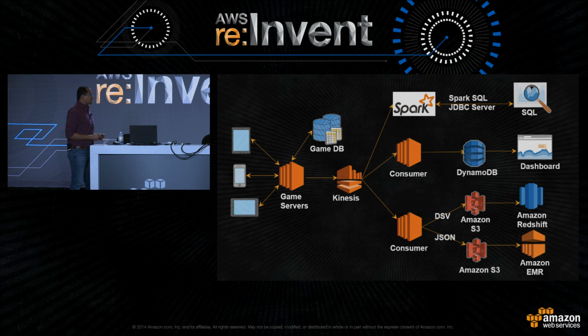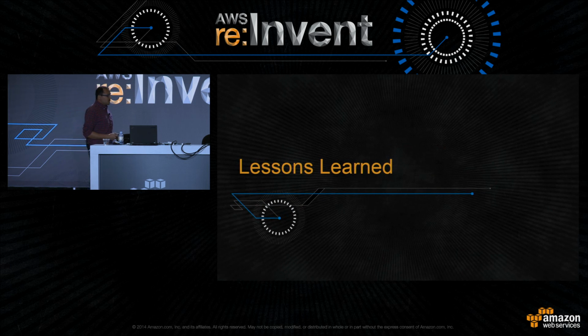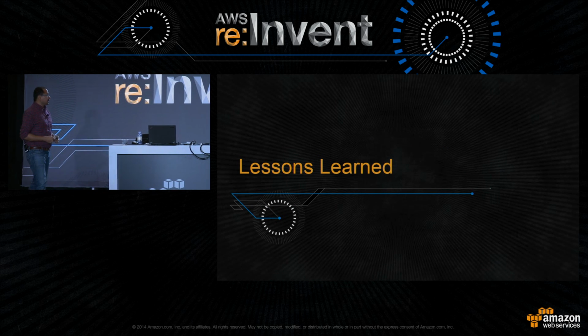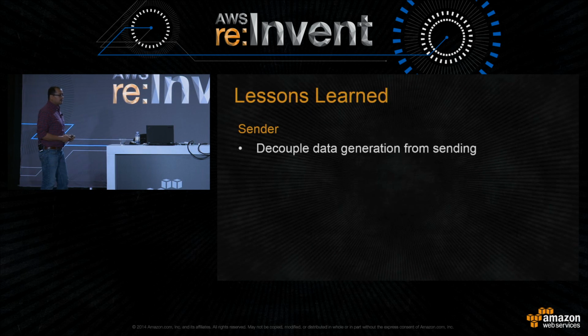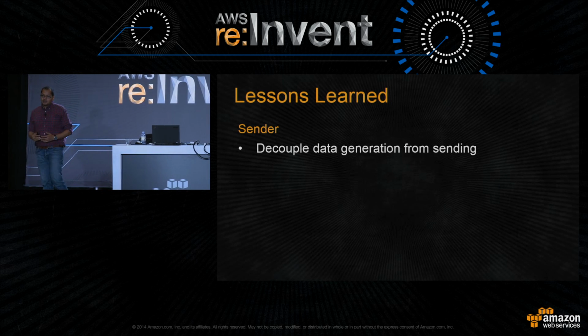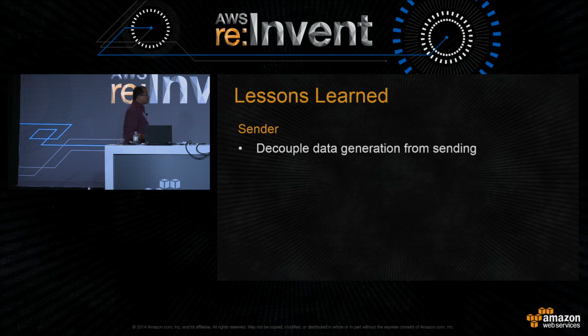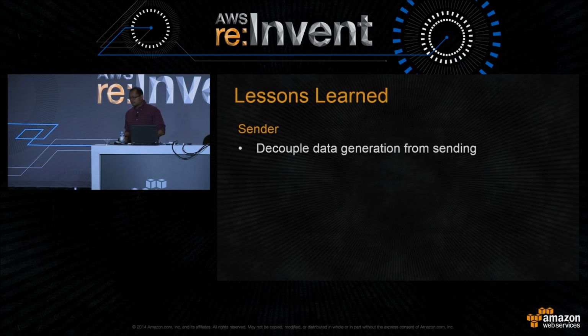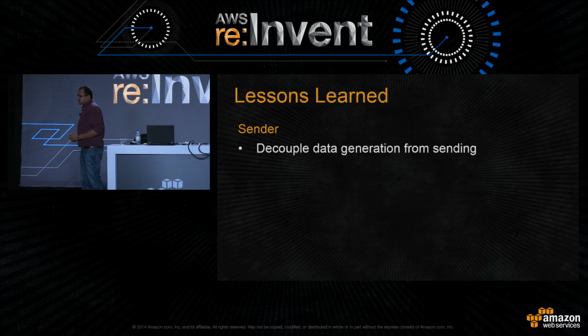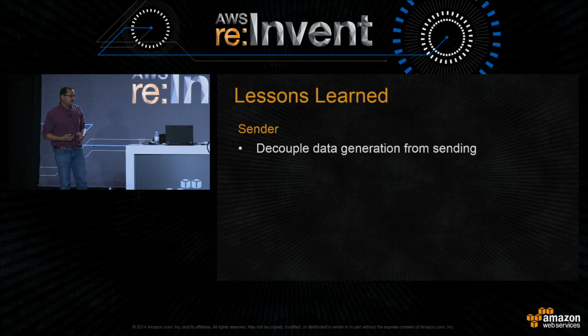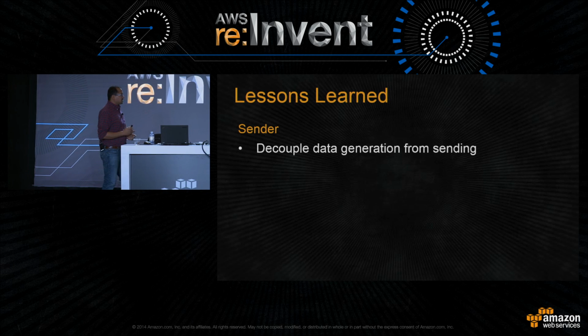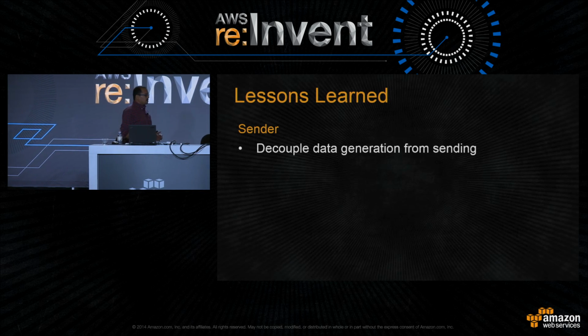Some of the lessons we learned during this process: for the sender side, it's always good to decouple your data generation from sending. It allows you to optimize your data send. In our case, we are batching and compressing data, and also if for some reason the third-party service you are using is down or having more latency, you can back it up without affecting your real web service performance.